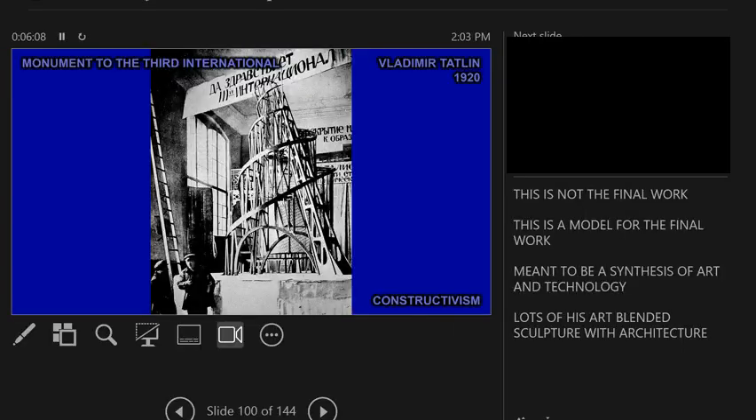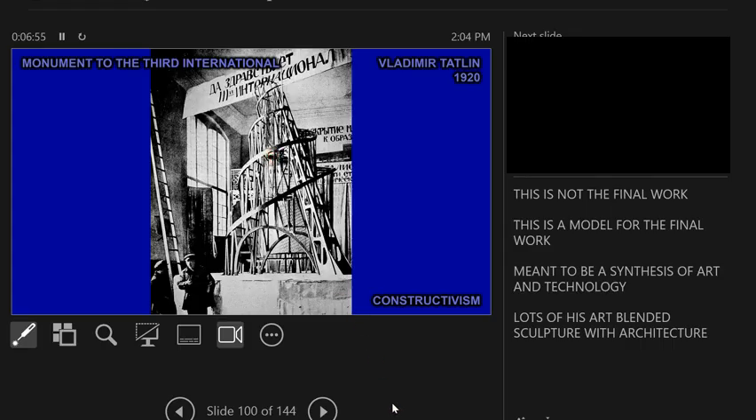All right, the next one I want to show you is the Monument to the Third International. And I put in this photograph to show you how large this artwork is. Does that look big to you? Like it's really big for an artwork, right? This is just the model for it. It's meant to be much bigger than this, like insanely big. It's meant to be a synthesis of art and technology. And lots of his art, meaning Tatlin's, blended sculpture with architecture.